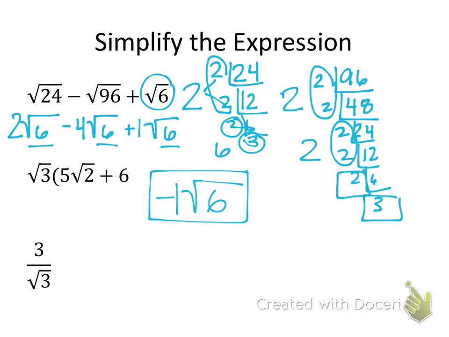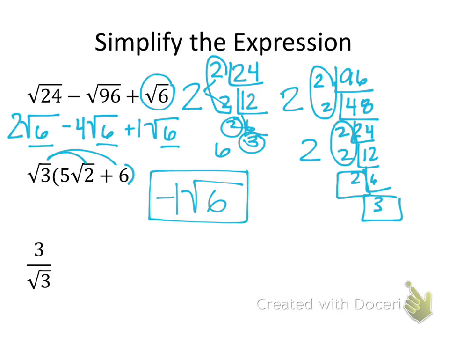Okay, this next problem, well, should have had a parentheses right there, okay? What do you think they want us to do here? What does it look like they want us to do? Distributive property, which is exactly what they want us to do. So they want me to distribute this square root of 3 to this, and to the 6. Okay?